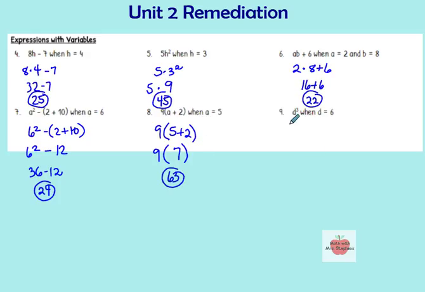Number 9, d cubed. D cubed would be 6 cubed, which is 6 times 6 times 6. 6 times 6 is 36, and 36 times 6 is 216.